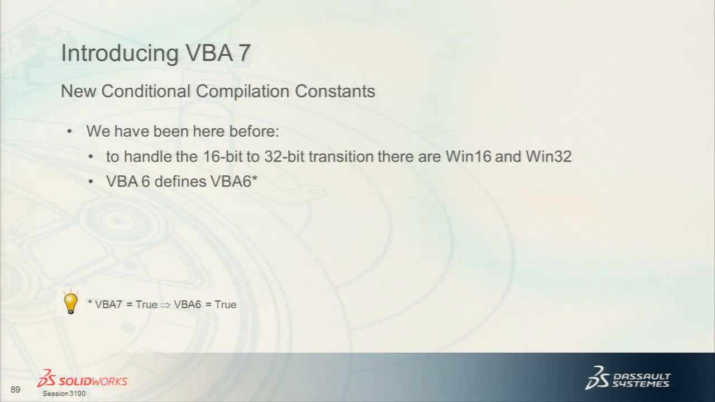And of course, it always has been there. I think they introduced Win16 and Win32 in the past, when the migration from 16-bit to 32-bit was happening. VBA 6 does define VBA 6. And that's something I struggled with: if VBA 7 is true, then VBA 6 must be true as well. So be careful.